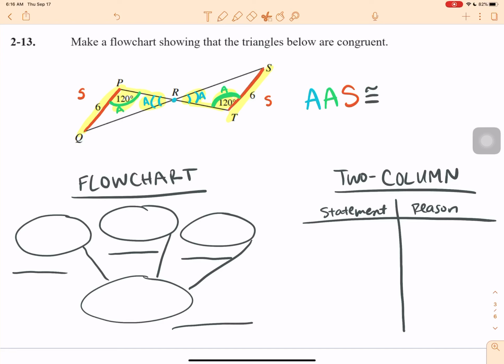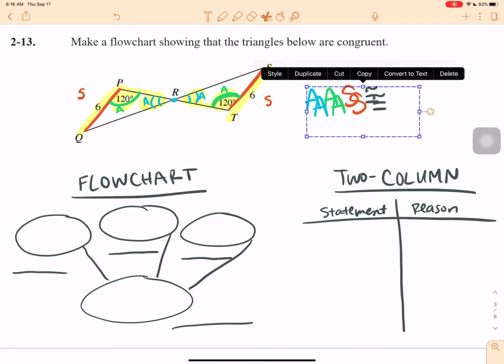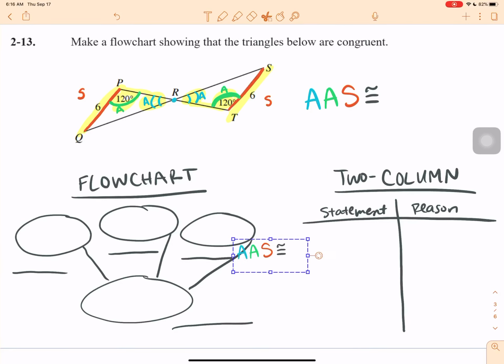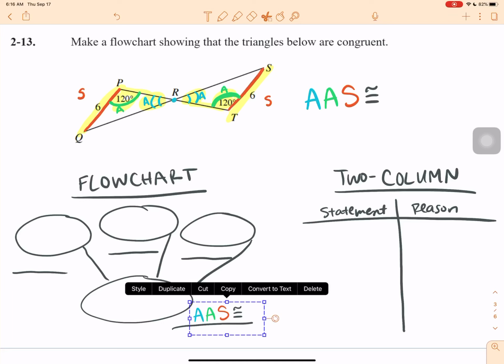So I'm going to go ahead and put that at the bottom here. We know they're equal by angle, angle, side congruency.